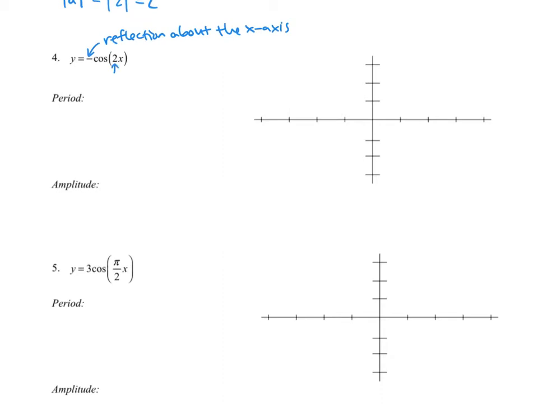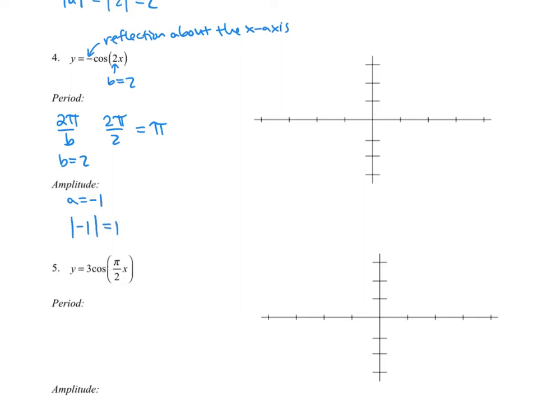And then we have a b value of 2, so we're going to have a change in our period. The period is 2 pi over b. Since b is 2, it's going to be 2 pi over 2, which equals pi. So this time one cycle will be a length of pi units. The amplitude, well, a in this case is negative 1. The absolute value of negative 1 is 1.